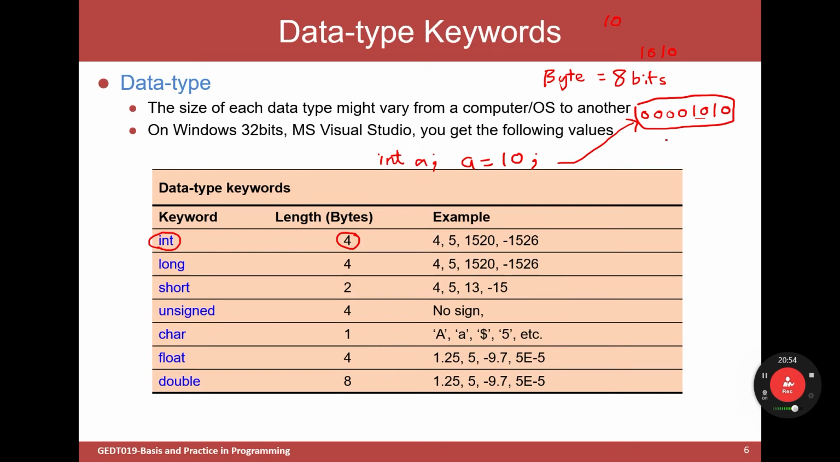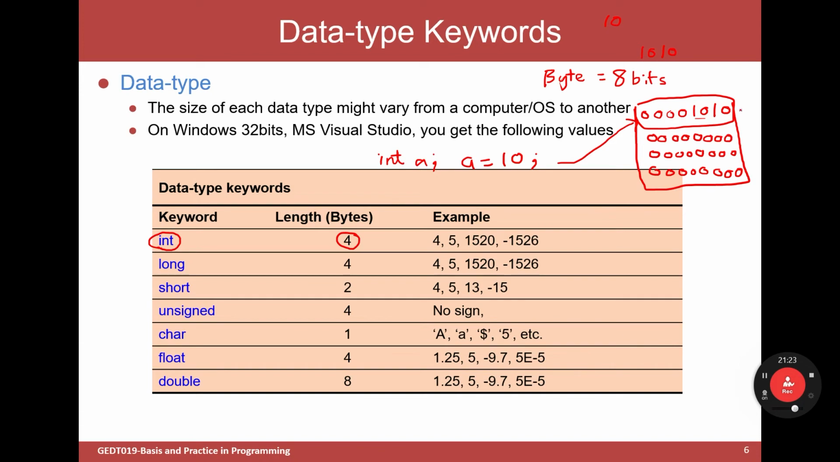What about the other bytes? Other bytes will be like this: 0, 0, 0, 0, 0, 0, 0, 0. And this is the second byte. And the third byte will be 0, 0, 0, 0, 0, 0, 0, 0. Okay? And the fourth byte 0, 0, 0, 0, and 0, 0, 0, 0. So if you say a equal 10, in the memory of your computer, it will be exactly all of this one.